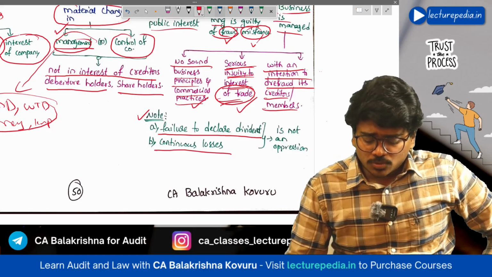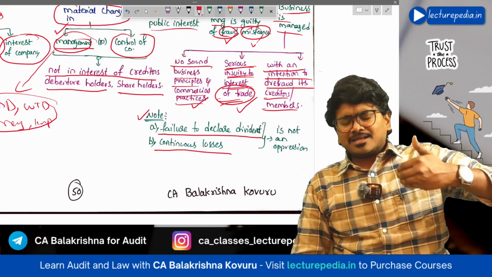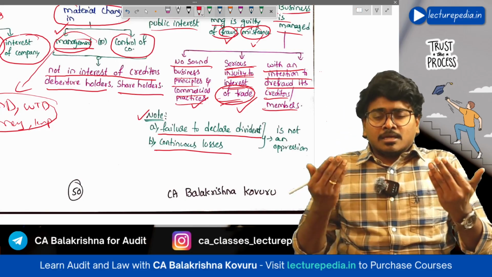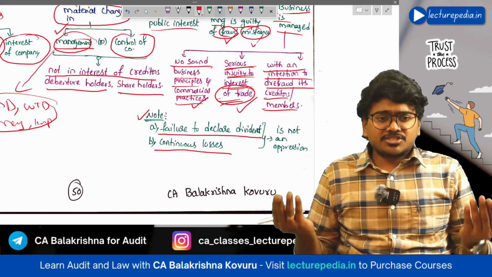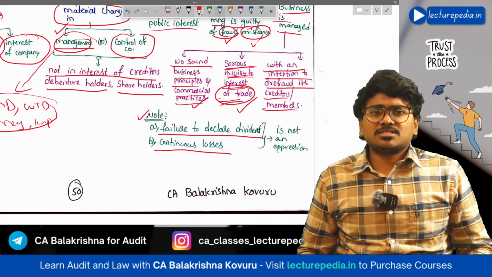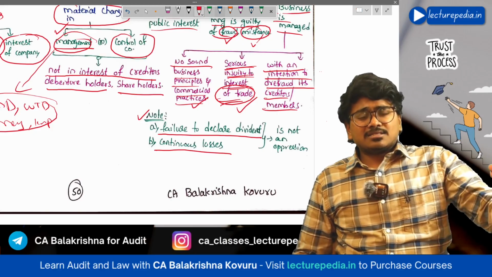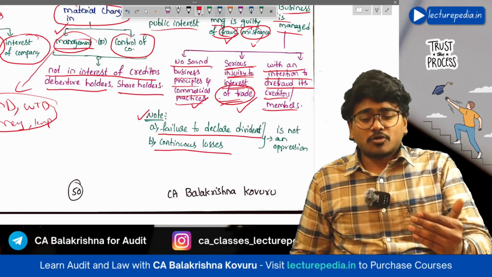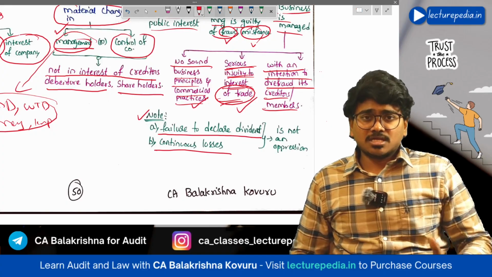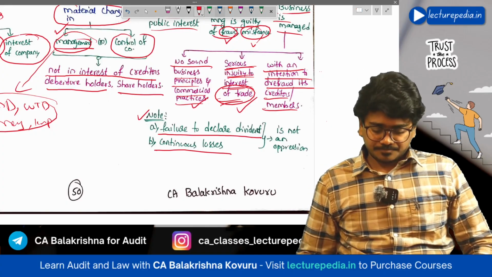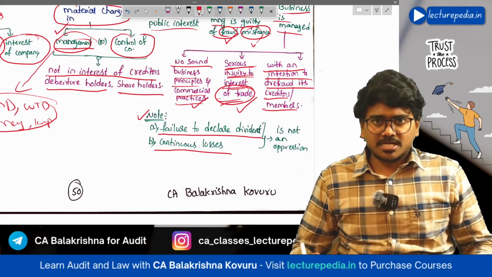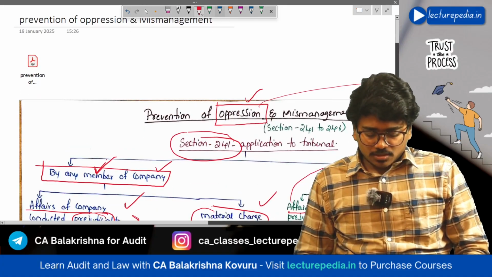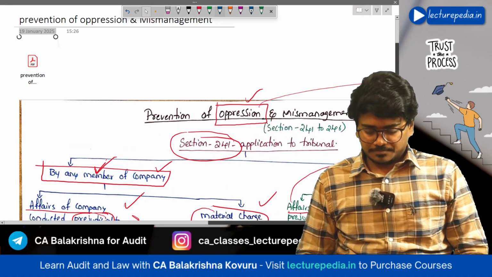Next, continuous losses. If the company is incurring continuous losses, this is also not any oppression. Might be really the financials of the company is such that it is incurring losses, or really the market is such that the company is incurring losses. So continuous incurring of losses doesn't mean that there is oppression in the company. Hope that is clear. Oppression or mismanagement in the company. So that is section number 241.